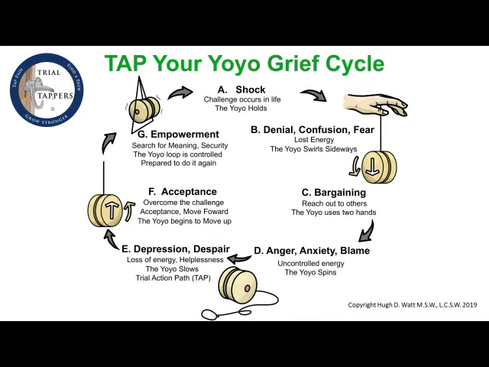Now stage G is the final stage. It's the phase or stage that I've added to Kubler-Ross's grief cycle. I call it the empowerment stage. This is where you find security, meaning, growth, and as you successfully endure both that initial shock and this tap towards growth, you overcome the depression and you become empowered. You are also empowered with new skills to survive future trials for a lifetime of growth.